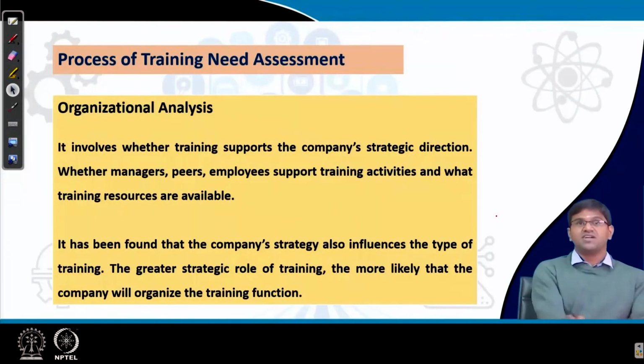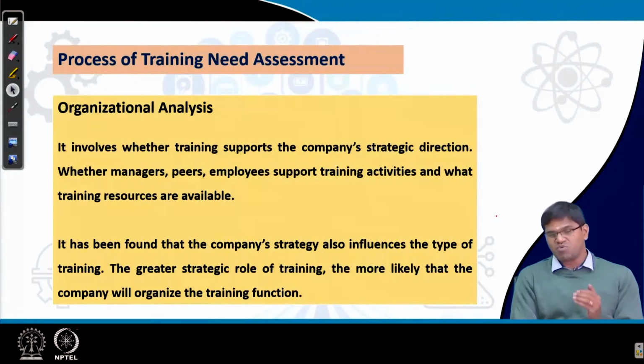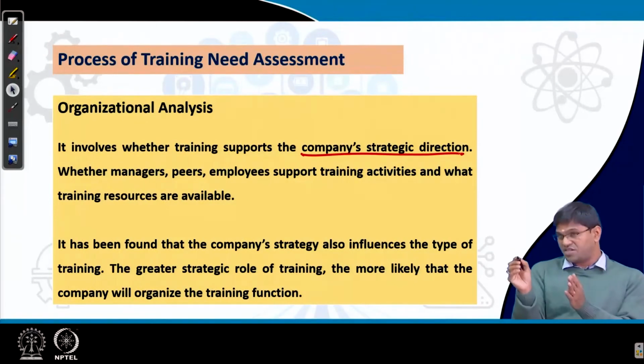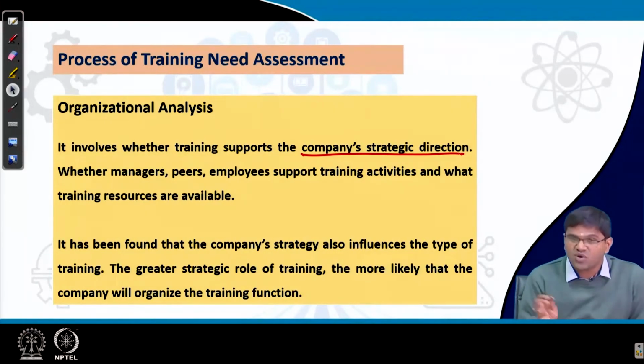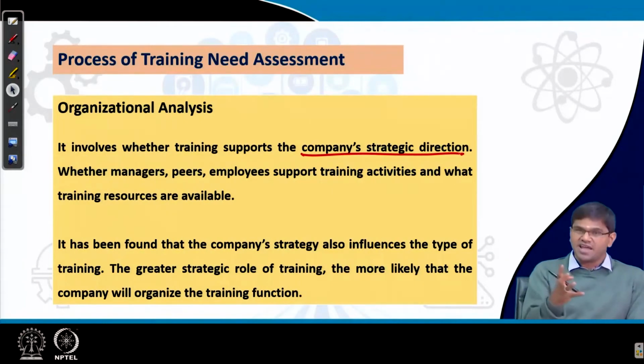As I was detailing in the framework, I will spend a little time here on organizational analysis, which involves whether training supports the company's strategic directions. The company would have strategic directions. Is my training going to support them, or do I need to customize the training to support my strategic decision? It's very clear: the strategic decision should drive the kind of training program I will have to do. I will also have to see whether my manager, peers and work environment are going to support the training activities, and whether they are going to provide adequate resources for the delivery of the training program.